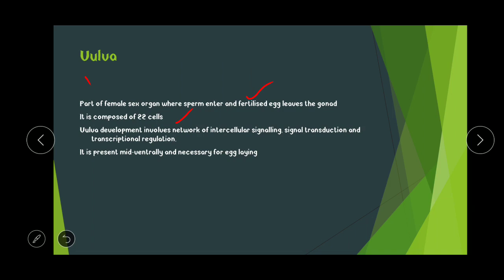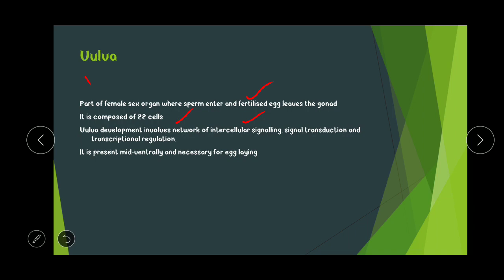Then vulva development involves a network of intercellular signaling. Intercellular means in between two cells. So here the signaling process can be autocrine, can be paracrine, that is between two cells, etc. Intercellular signaling is in between two cells, and intracellular signaling is in the same cell. Then the signal transduction, that is when the ligand receptor binding occurs, the receptor cell, that is the cell with the receptor, will transduce the signal for the next level of expression or gene expression. That can be a transcription factor, or that can activate any enzymes, etc.